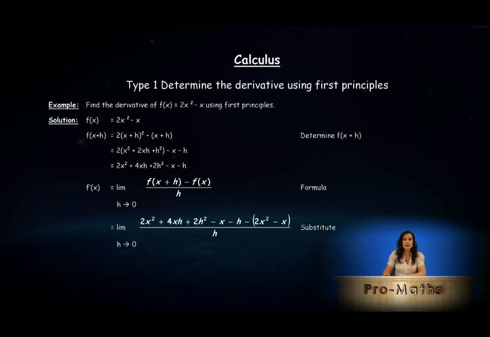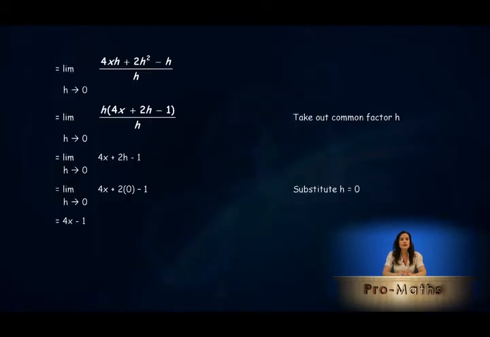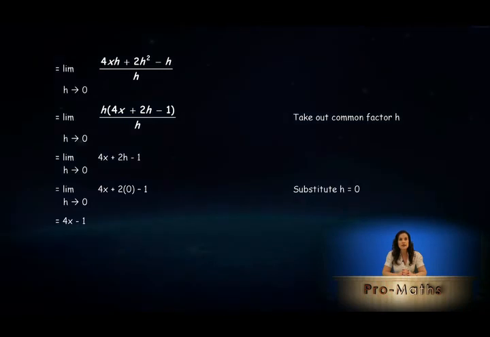In the next step, we're going to multiply the negative into the brackets. And we're also then going to cancel and see what we can cancel. So I've got 2x squared minus that 2x squared will cancel out. And I've also got the minus x and the plus x, which are going to cancel out. And therefore you can see that I've now got 4xh plus 2h squared minus h, the whole thing then over h.